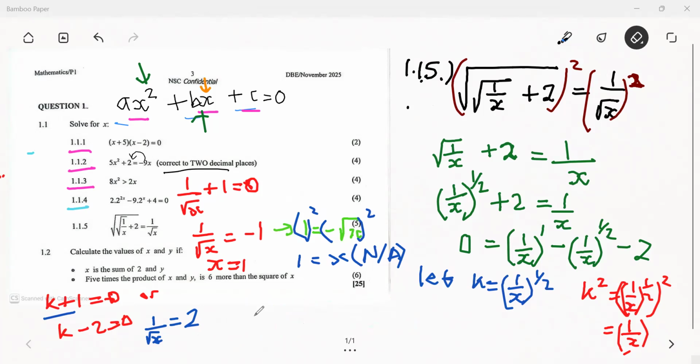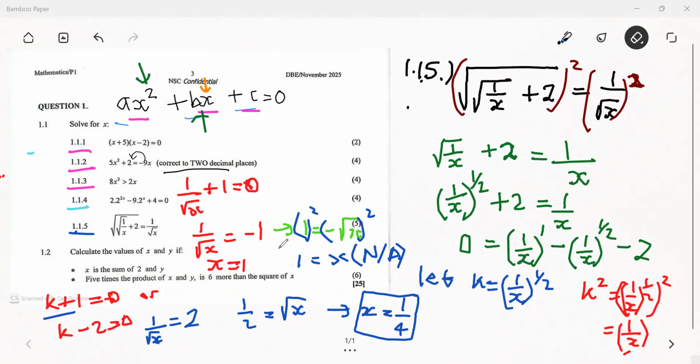Then I'm going to get a half is equal to square root x, because I divide both sides by 2. Then I square this, I get a final answer of x equals 1 over 4. And that is a valid solution. X equals 1 over 4 is a valid solution for this equation. That actually satisfies the equation. So that would be the answer for 1.15.